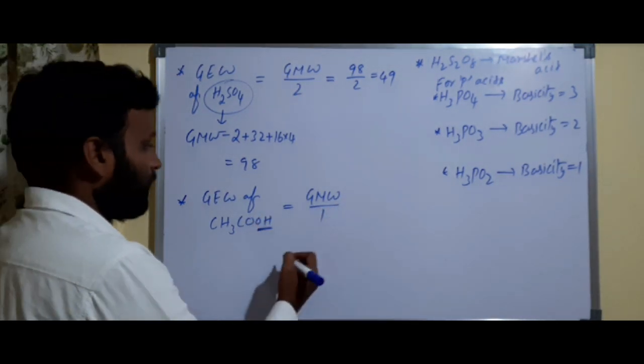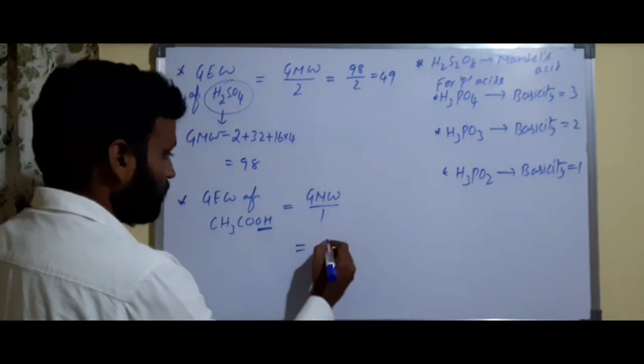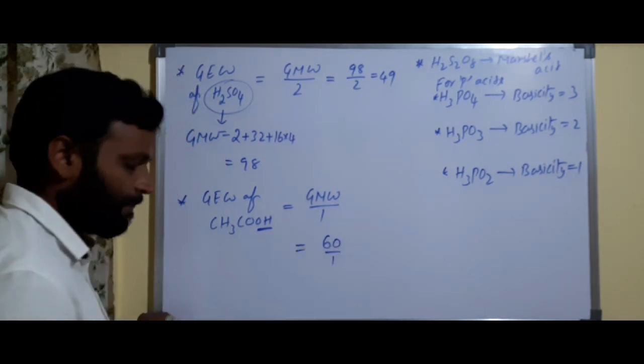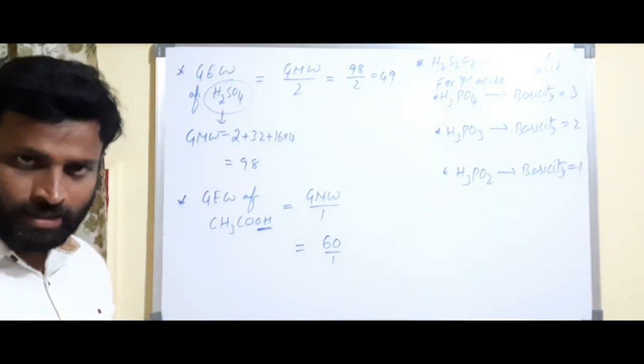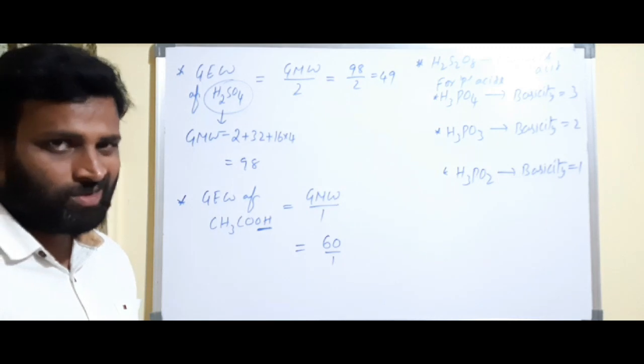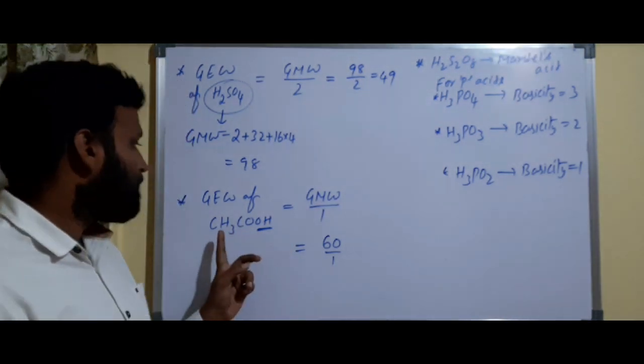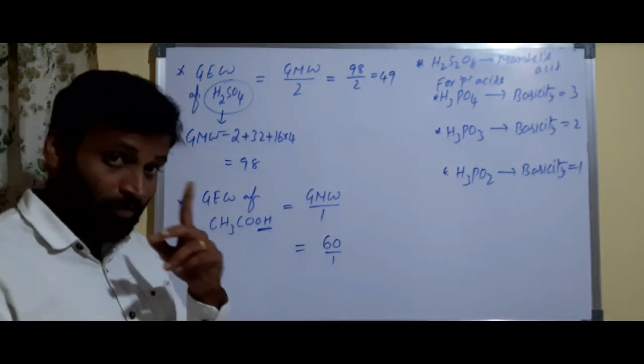So gram molecular weight by 1. So gram molecular weight 60 by 1. 60, how are you thinking? 60 is my age, are you thinking? No, not that much. 60 is the gram molecular weight of CH3COOH.